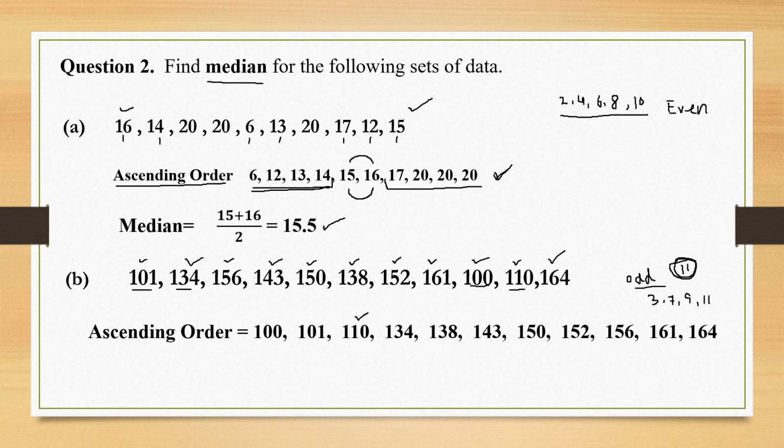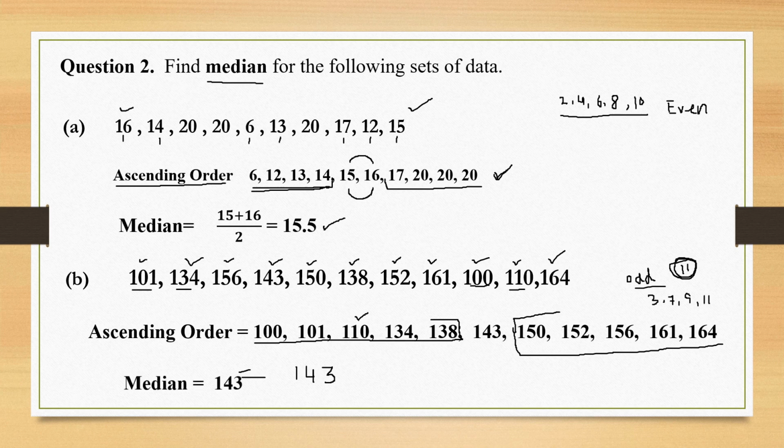11. So it means that 5 numbers will be on the right side and 5 numbers will be on the left side. So count it: 1, 2, 3, 4, 5. Okay, and from the right side 1, 2, 3, 4, 5. Same number will be on the left side and same number will be on the right side. So the median of the data is equal to 143. Okay, so I wrote it down here.